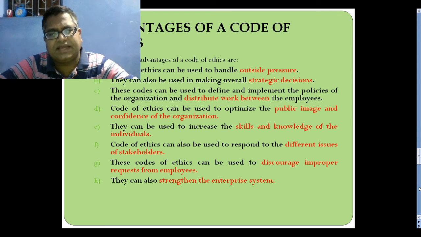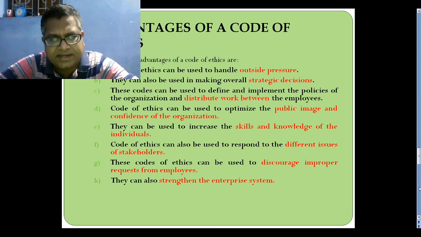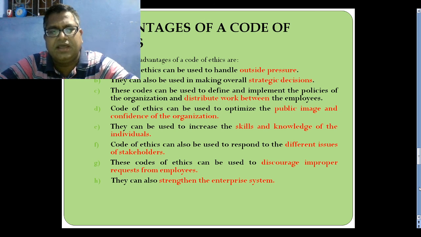The code of ethics can be used to discourage improper requests from the employees, or this can strengthen the enterprise system. Strengthen means that through it different issues of the stakeholders can be addressed: how you have to respond, how you have to inculcate among the employees, how skill orientation can be developed, how the knowledge of the individual can increase, and how the public image and confidence of the organization can be developed. In this way the code of ethics can develop.